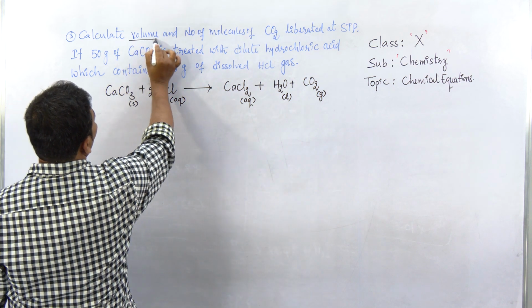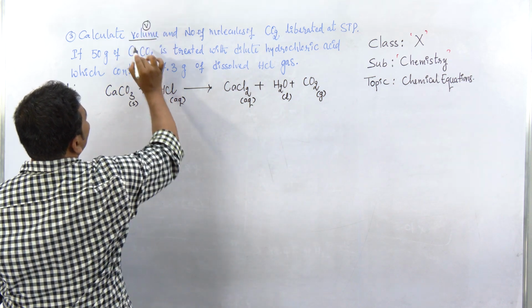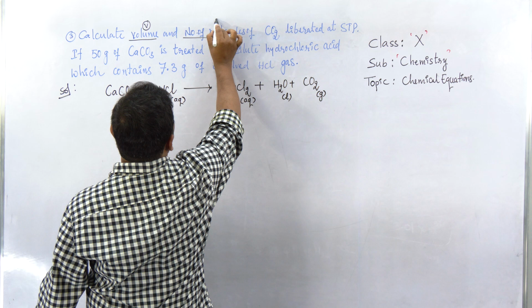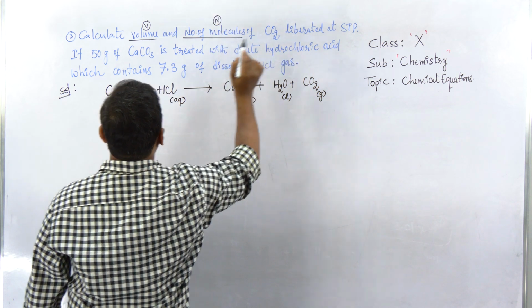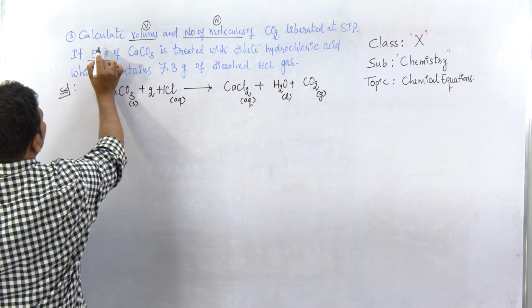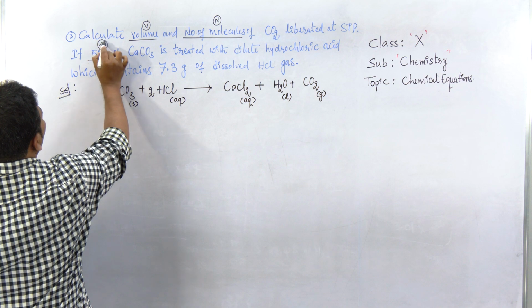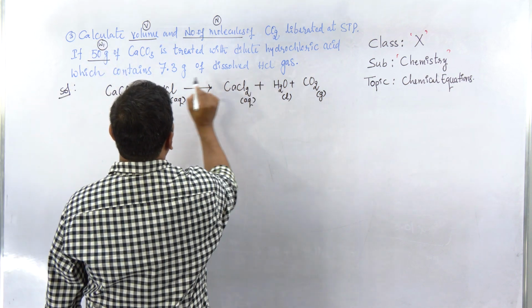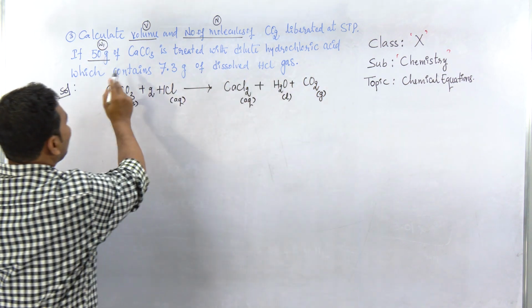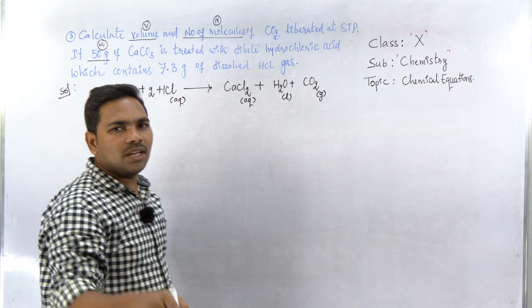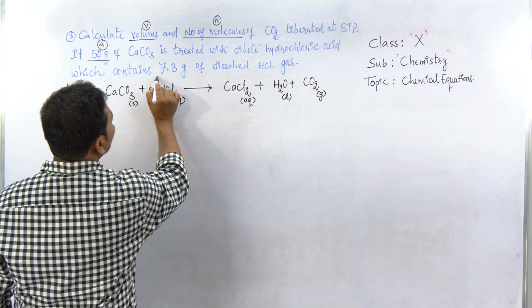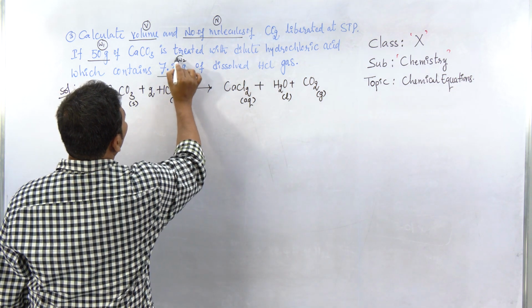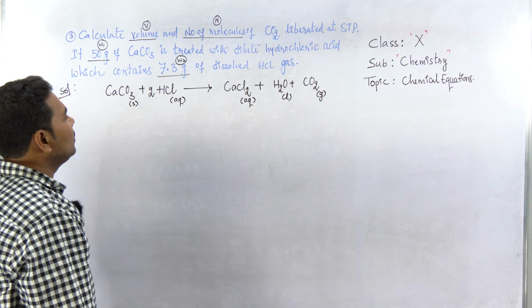What we need to find out? We have to find out volume of CO2. We have to find out number of moles of CO2 liberated. If 50 grams, weight of W1, let's say weight of reactant 50 grams, reacts with dilute acid which contains 7.3 grams of HCl. So weight of HCl is given, let it be W2. Okay, now let us find one by one.